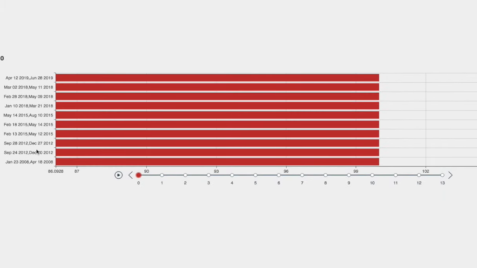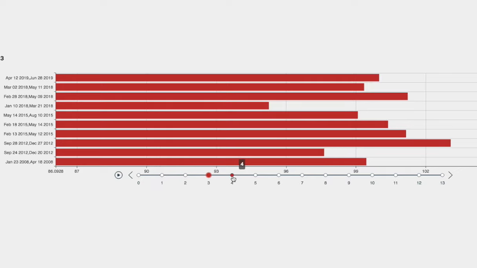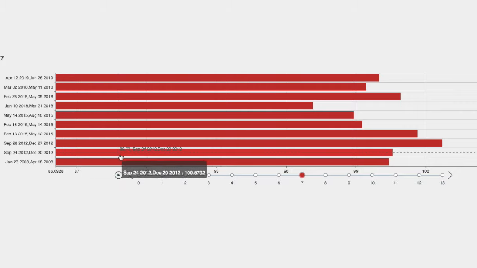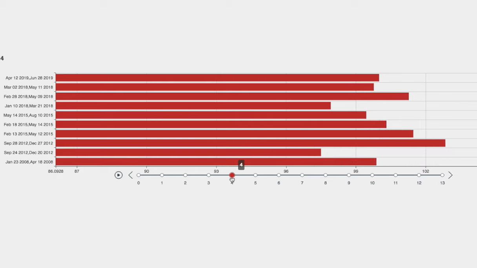So we'll be looking at September 24th, 2012 to December 20th, 2012 right here. So 1 day out, 2 days out, 3 days out, 4 days out, 5 days out, 6 days out, and 7 days out. So back then, the S&P 500 was roughly around 57 basis points. So even though there was a sharp drop in the first 4 days, it still recovered.